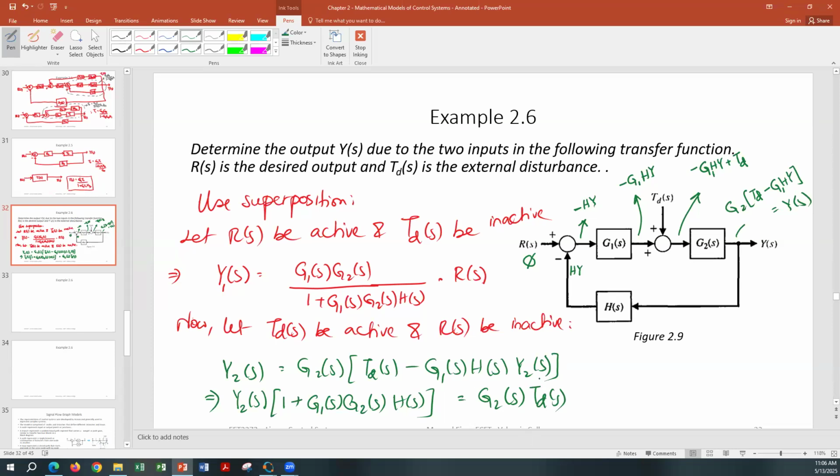So my output in terms of TD(s), I can write down: Y2(s) equals G2(s) over 1 plus G1(s) G2(s) H(s), times TD(s).